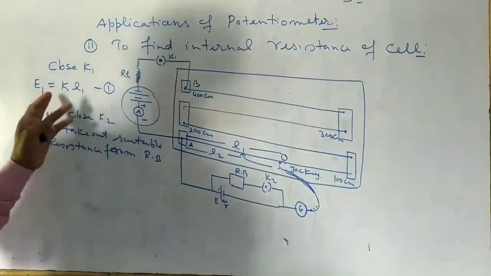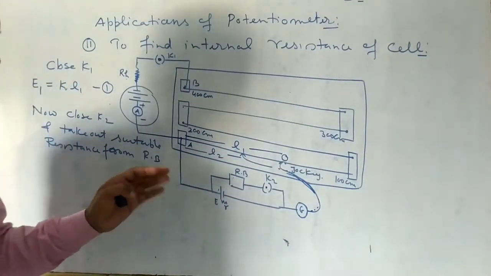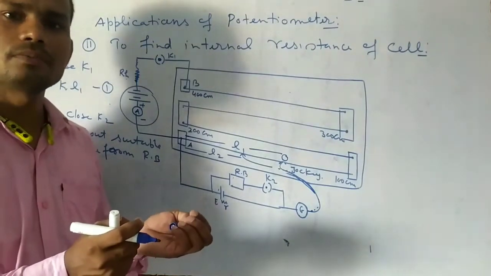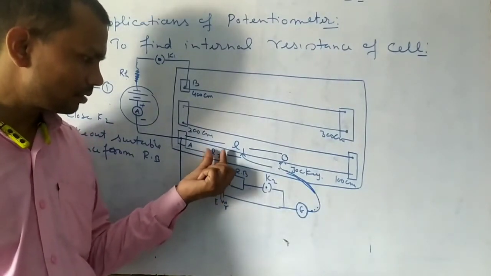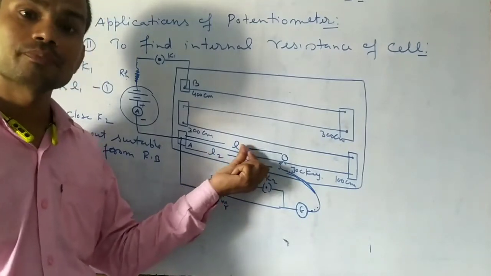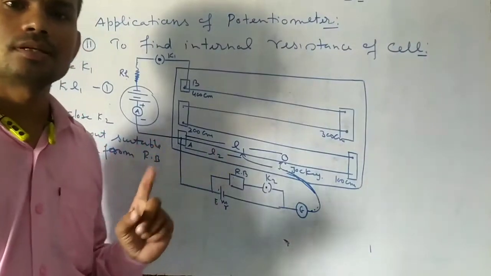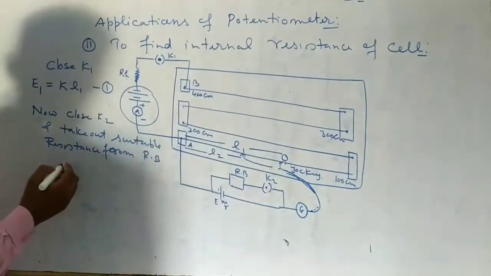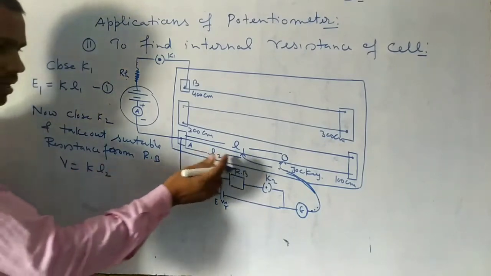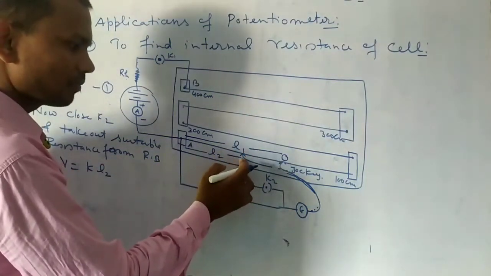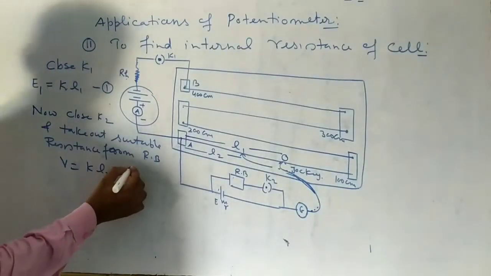In the first case we calculated the EMF, and in the second case we are finding the terminal potential difference. So this balancing length is smaller in comparison to L1, and the reason is that the EMF of the cell is greater than the potential difference. So V equals K L2, where L2 is the balancing length, meaning where the galvanometer shows no deflection. This is equation 2.